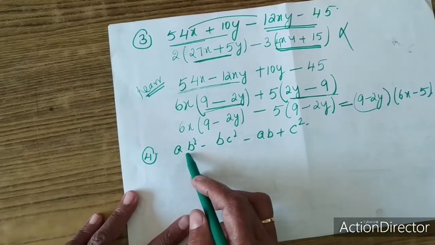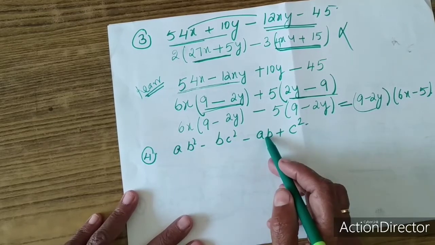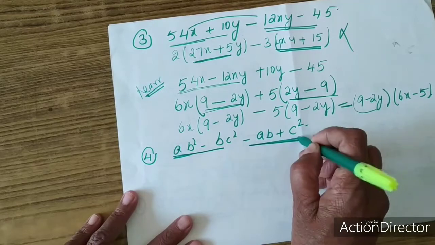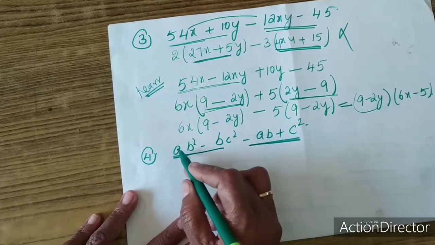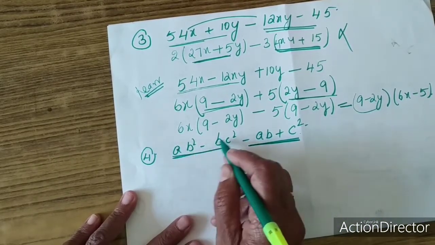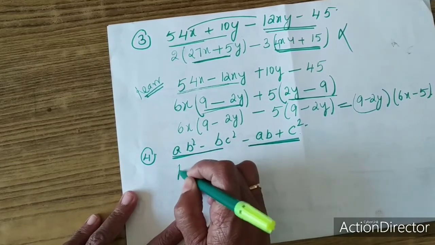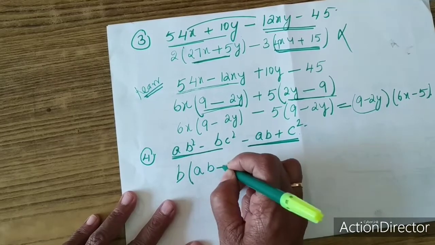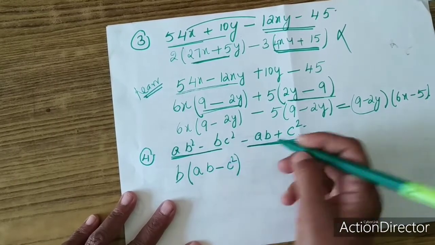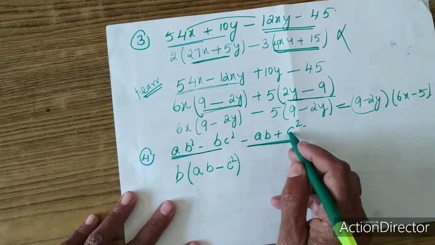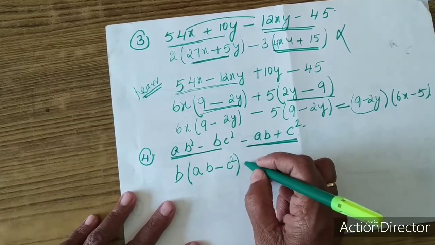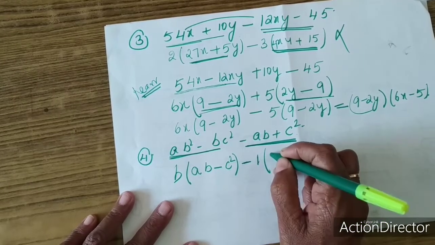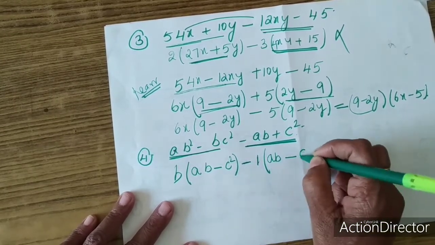Coming to the next sum, ab square minus bc square minus ab plus c square. Again I am going to try the first and the second, last two. So in the first two, b square is there, b is there, so HCF will be b. So inside the bracket I will be getting ab minus c square. And if I come over here, nothing is common. If nothing is common, I can take 1 also as common. So I am going to take minus 1 as common and write inside ab minus c square.